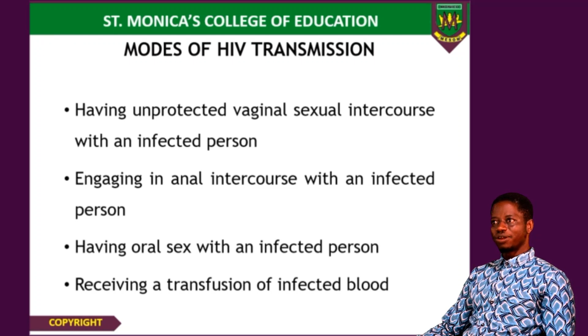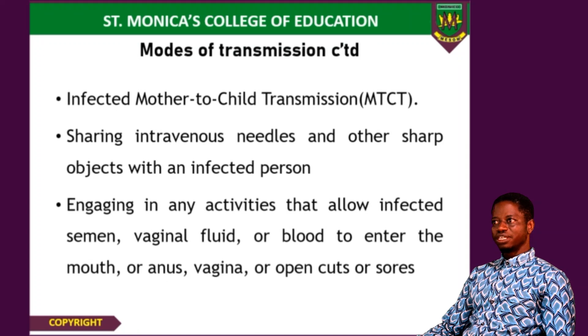Engaging in anal intercourse, sex through the anus, with an infected person. Having oral sex with an infected person, where you may want to lick the man's penis, or the man may also want to lick your clitoris. All these lead to some infections. Receiving a transfusion of infected blood can also expose you to HIV transmission. Infected mother to child transmission.